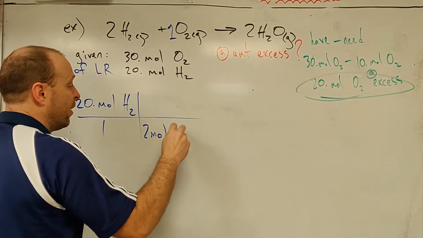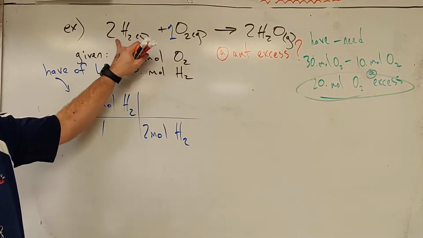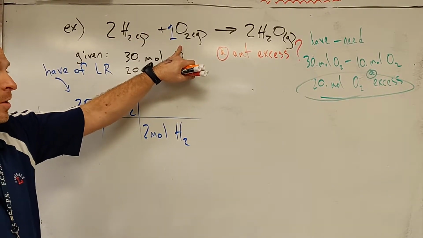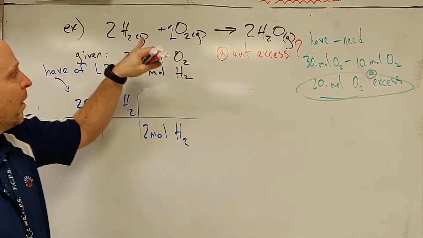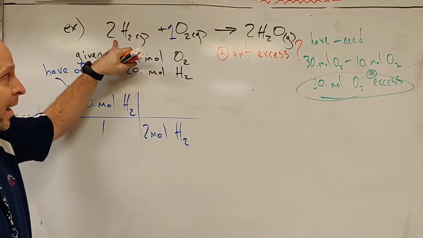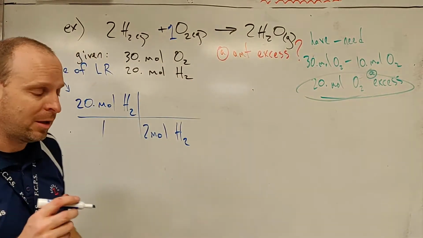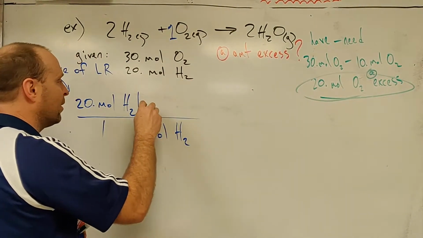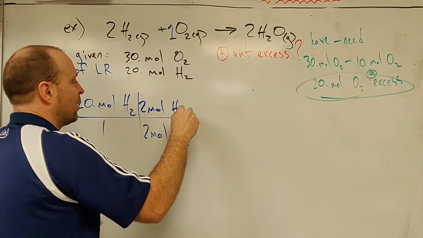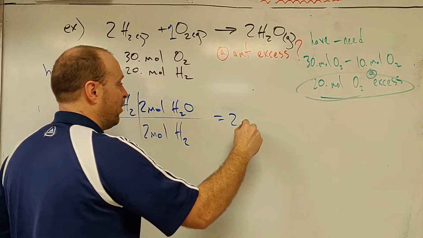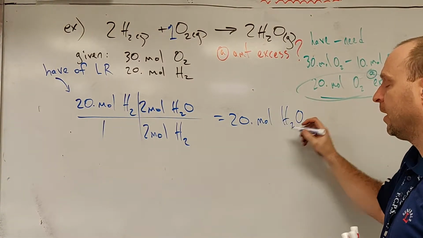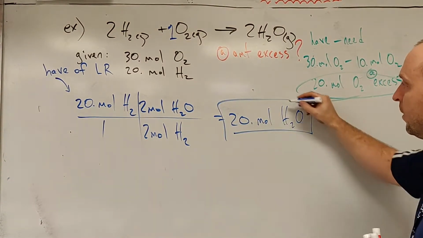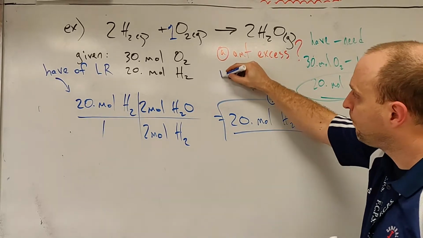2 moles of hydrogen. I already compared the hydrogen and the oxygen in the previous step. Now I'm comparing the hydrogen to my water, right? So my limiting reactant to my product, and that's going to tell me about my theoretical yield. 2 moles of H2O. And so we end up with 20 moles of H2O as our theoretical yield, right? So that's part B or whatever.